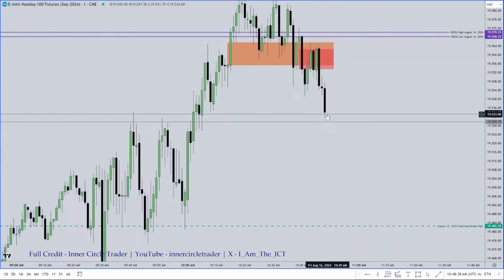Okay, so you would screenshot that right there. So what we had is inversion fair value gap here, and then a bearish fair value gap. That is a very, very nice model when you have a directional bias that leads to that directional run.